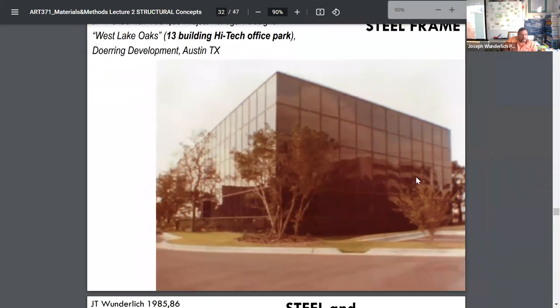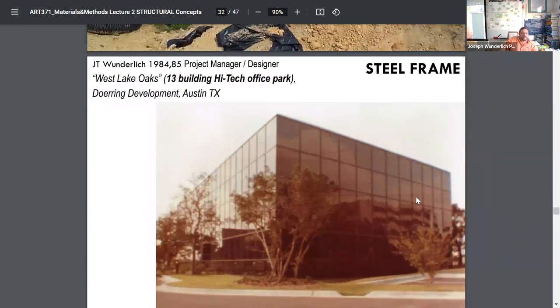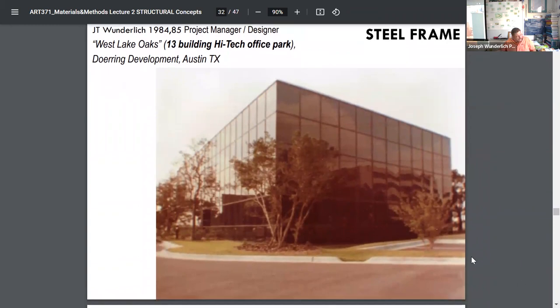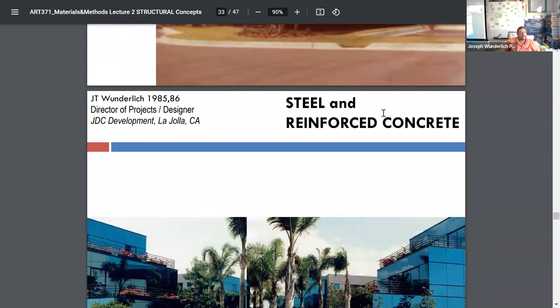This is a 13 building office park I did, as project manager. I didn't buy the steel for this project. I got on the project, the steel was already contracted, but I had 60 different subcontractors because we acted as our own general contractor. So I had to coordinate the steel erectors and every other trade. And it's a major headache.